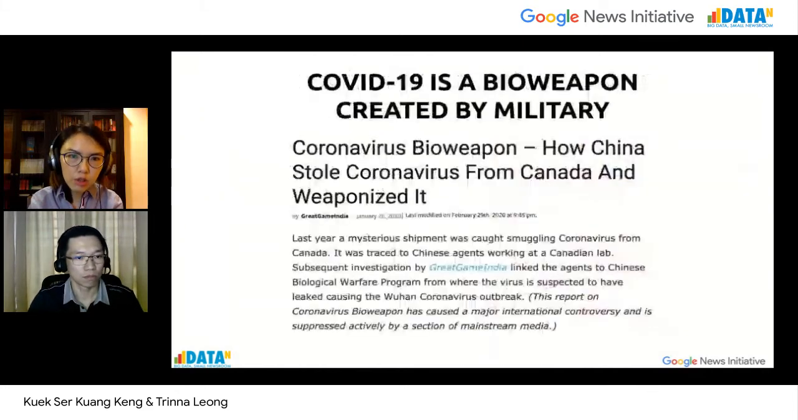So this is an example of how COVID-19 is a bioweapon created by the military. It's a claim that went viral, I think it really blew up in March. It was started by a really unknown and not often read website in India called Great Game India. This blog post would have just died off if it weren't for the fact that a really famous blogger picked it up.